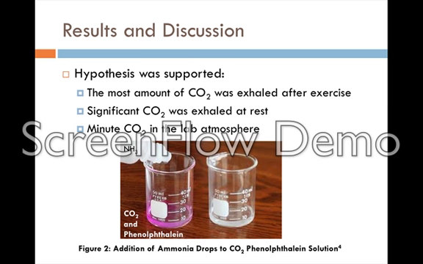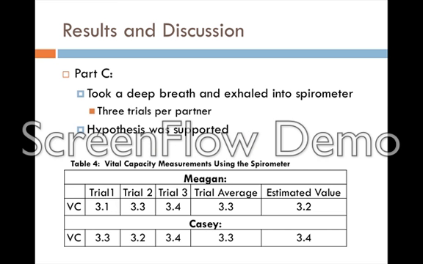This was because the most amount of CO2 was exhaled after exercise. A significant amount of CO2 was exhaled while at rest, and a very minute amount of CO2 is present in the lab atmosphere. For Part C of this experiment, each group member inhaled to capacity and exhaled into the spirometer in order to measure the vital capacity of the lungs. This was repeated for 3 trials for each group member.